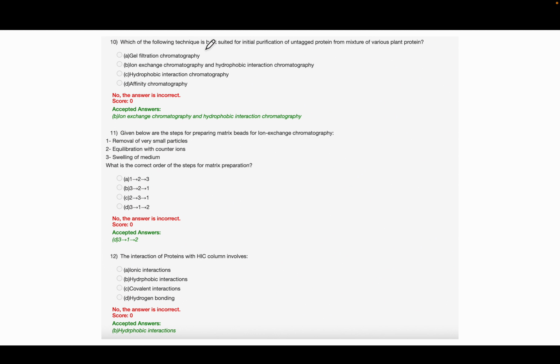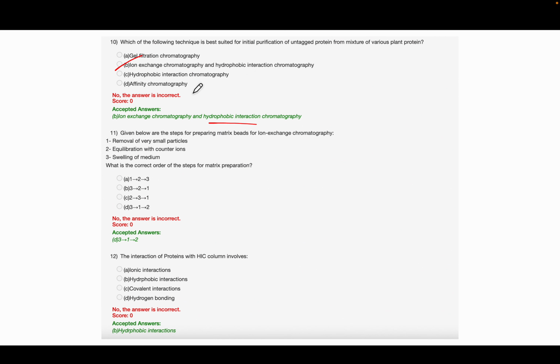Which of the following techniques is best suited for initial purification of untagged protein from a mixture of various plant proteins? Untagged protein. So you have to do ion exchange chromatography and hydrophobic interaction chromatography. These are suited. You can't directly do gel filtration chromatography because you have to do some initial purification before that. So you can do ion exchange chromatography, which will be very specific, and also hydrophobic interaction chromatography.